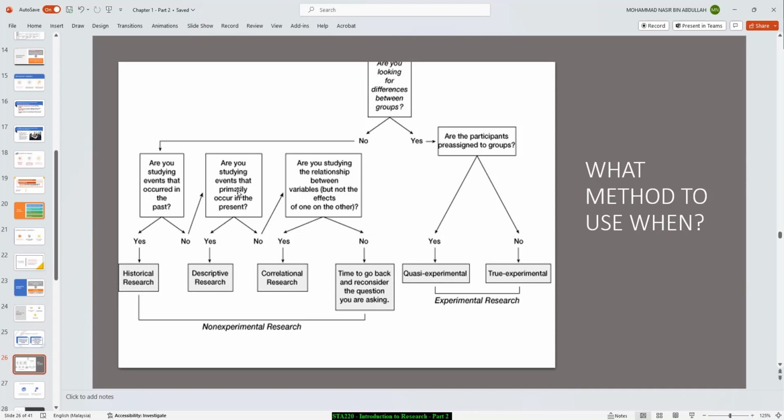Right. And if no, kita tak mahu tengok yang sebelum ni, kita nak tengok semasa. Are you studying an event primarily occurring in the present? Yes, you are using descriptive research. Right? Kalau tak, you tengok nak cari relationship ke tak. Kalau cari relationship, it is a correlational research design. Kalau tak juga, you kena consider balik the research objective, because this is the only guideline.